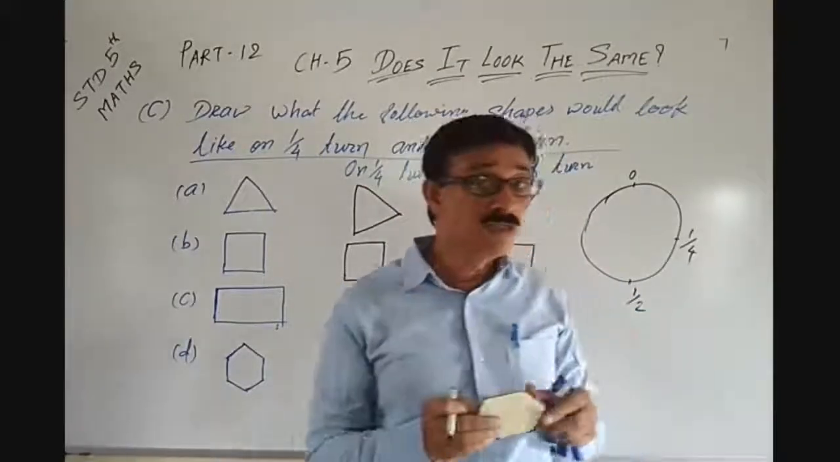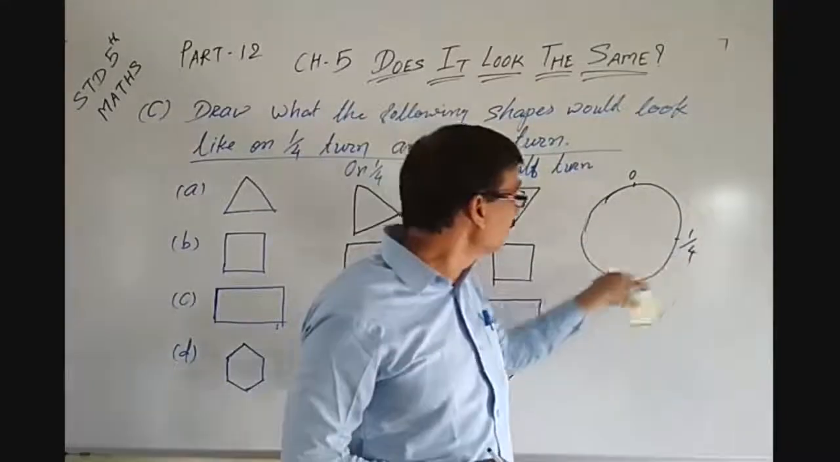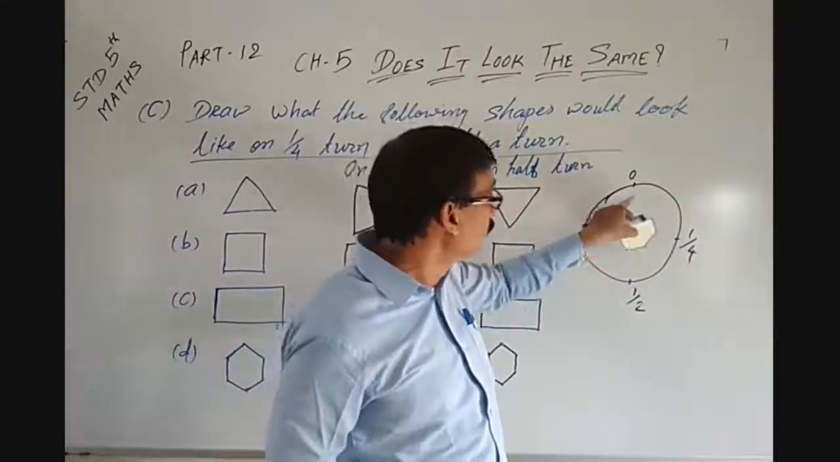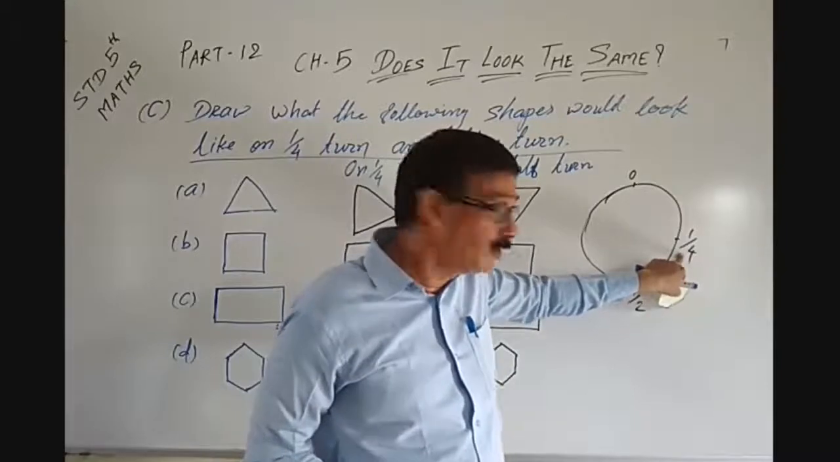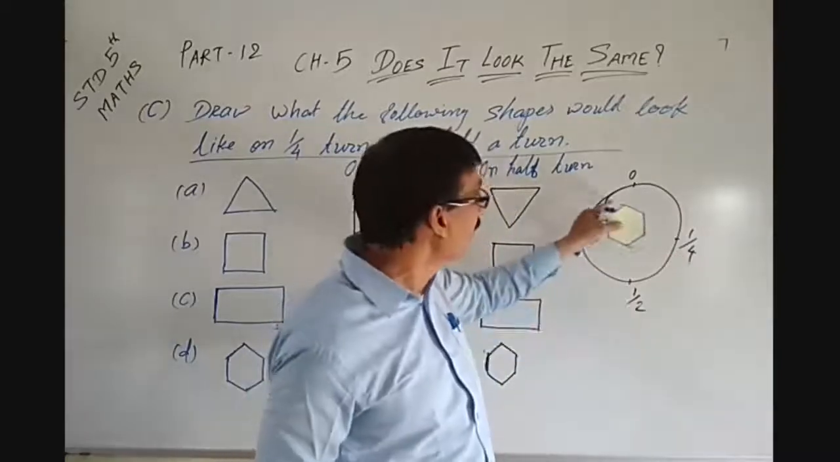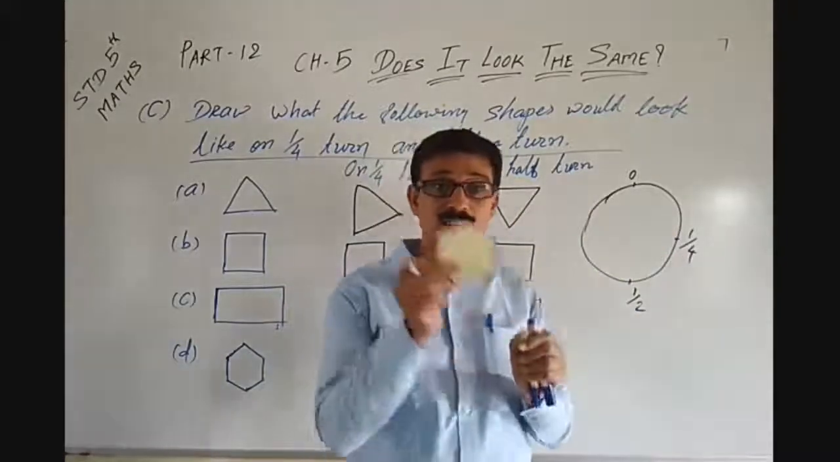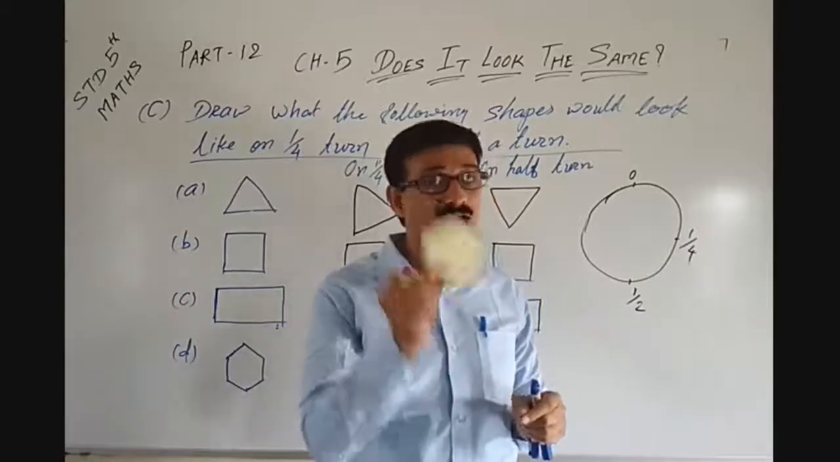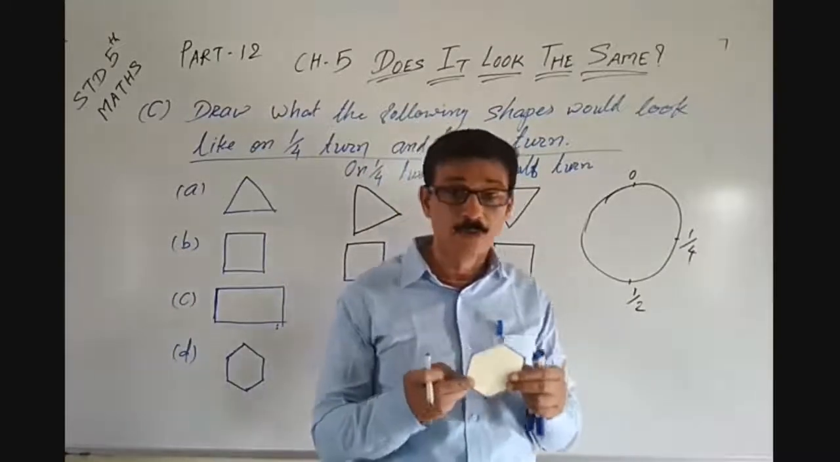Okay, and how to give this turn? First of all, draw a circle, then write one fourth over here, one half over here, and give these shapes one fourth and one half turn. Okay, thank you.